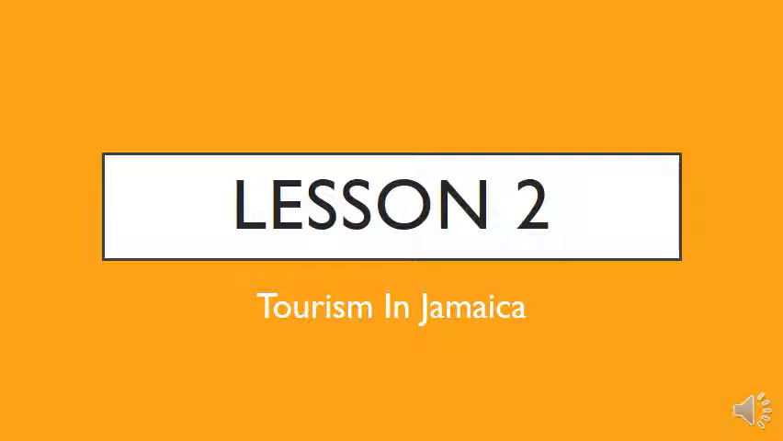Today we are going to start with our reading lesson, the second reading lesson for this unit, related to the same theme, recreation. Our lesson's title is Tourism in Jamaica.